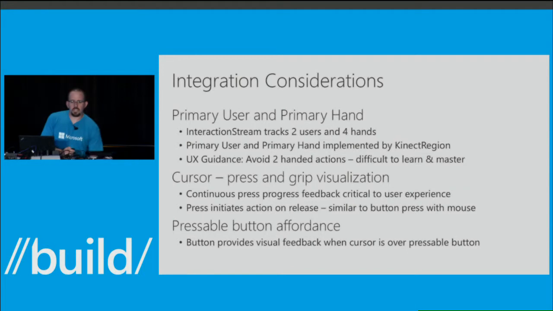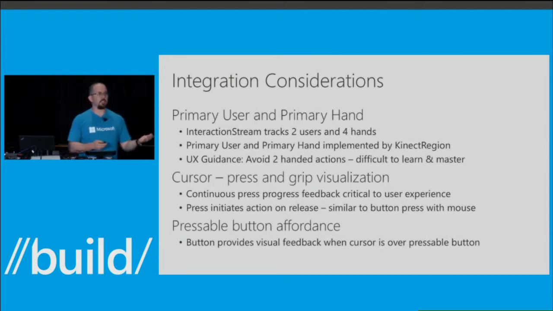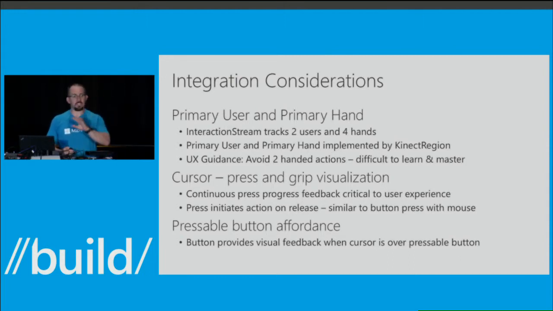So, some considerations with the interactions. With the current Kinect technology, we can see 6 people, and we can give you outlines for 6 people at any time, but we can only give you 2 full skeletons for 2 people. For those 2 skeletons that we can track, we give you both hands. So the interaction stream gives you 4 hands total, a left and a right hand for both users.